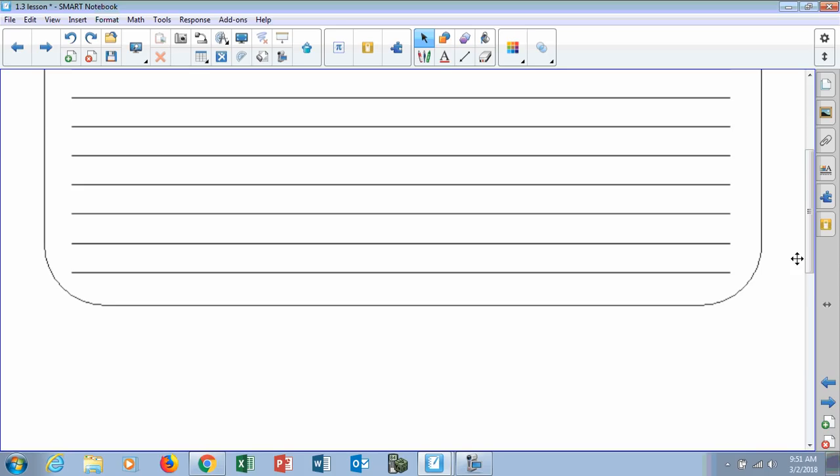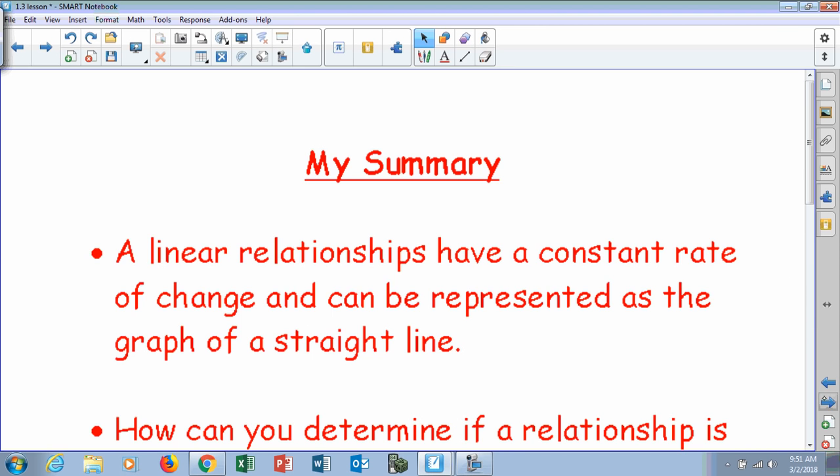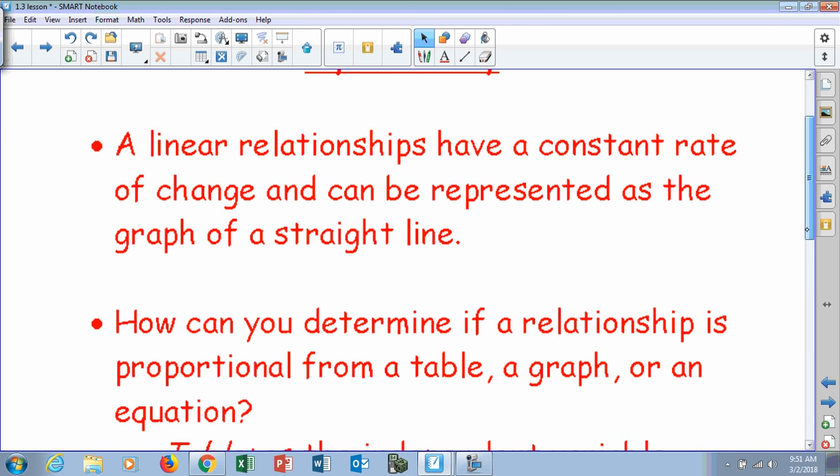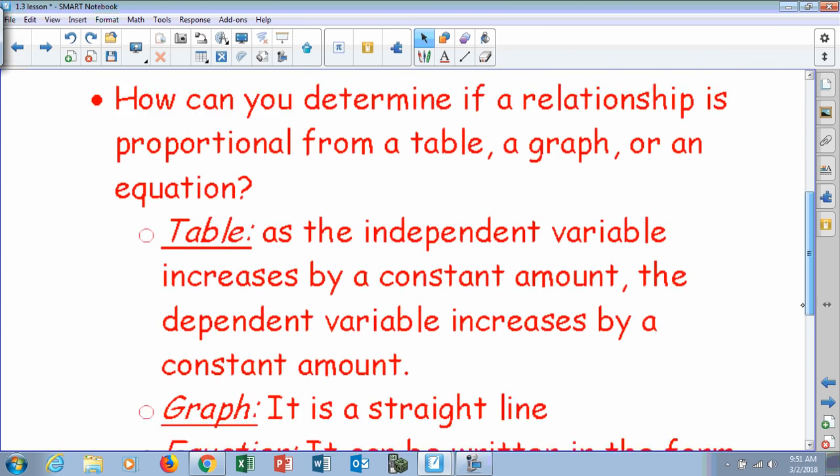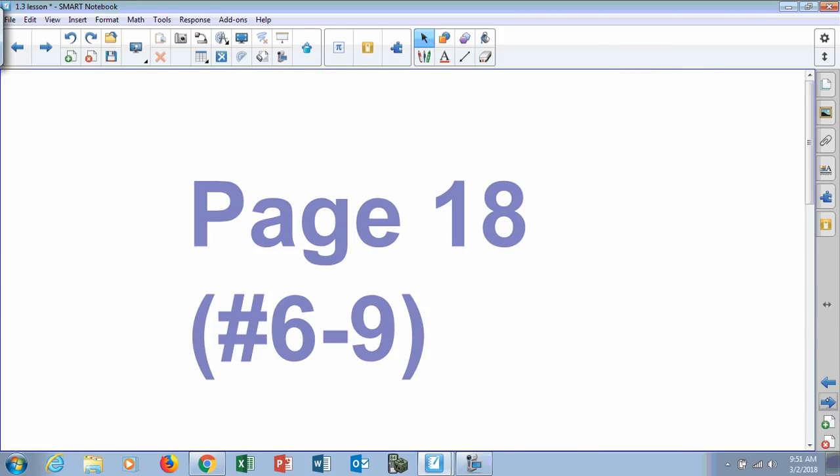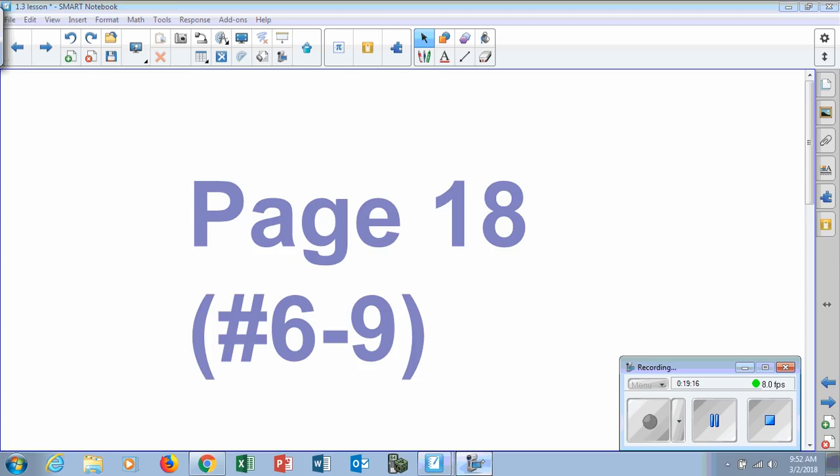So, now that we finished our 1.3 notes, we have a homework assignment that will be due on Monday. Well, here's our summary that I just read to you. And here's our homework, page 18, numbers 6, 7, 8, and 9. All right. So you'll have the rest of the hour to do that.